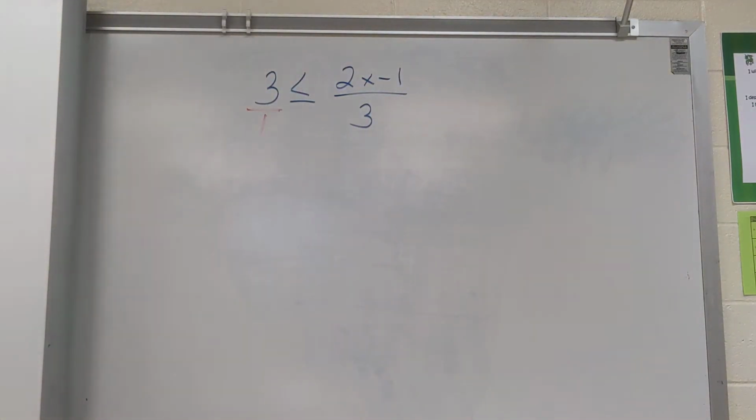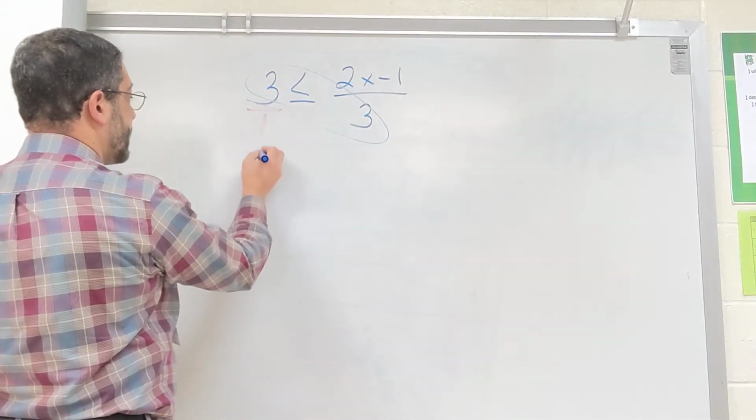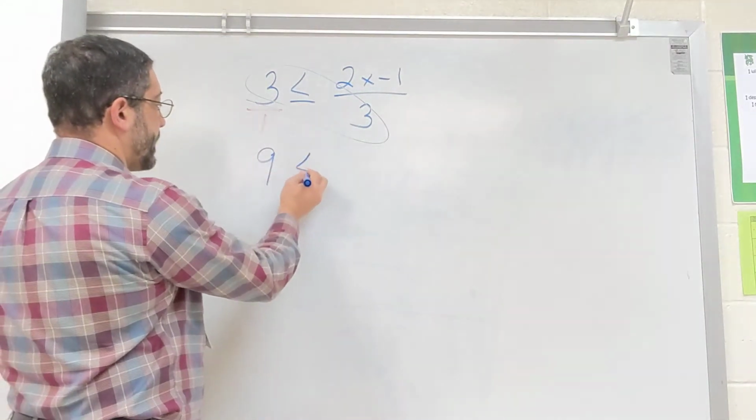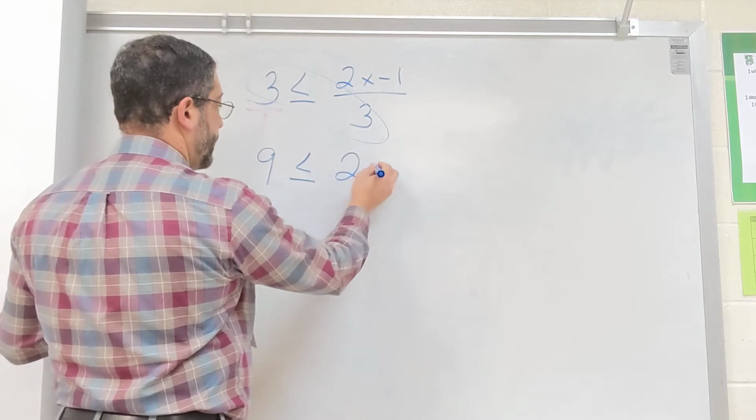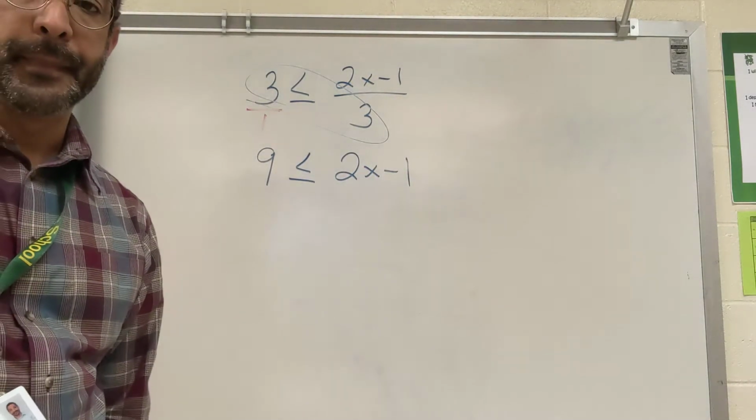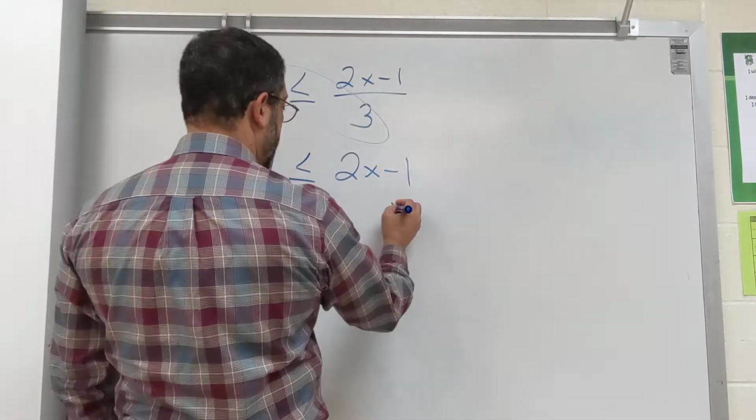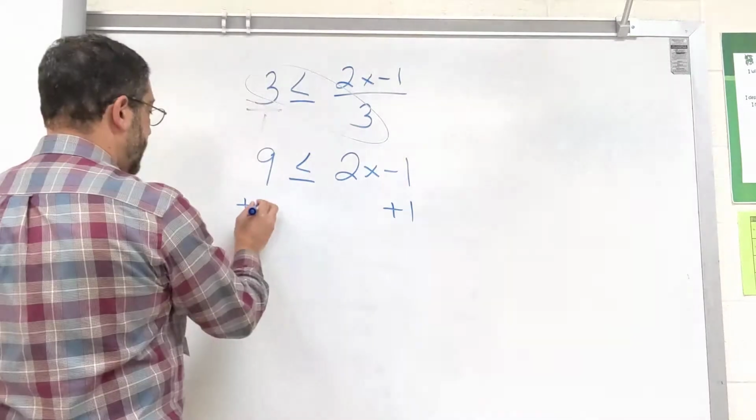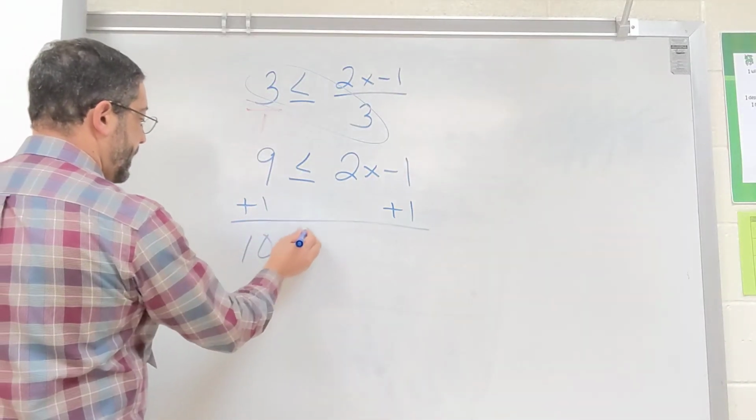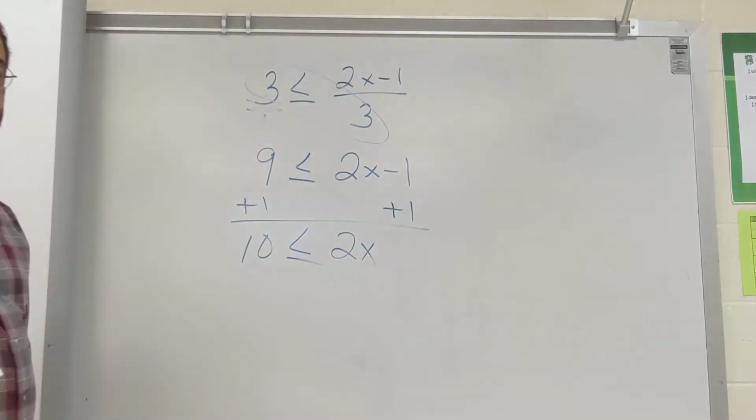Okay? So when I do my cross multiplying, 3 times 3 becomes a 9. And then that's all going to be less than or equal to 2x minus 1. Okay? So now I'm simply going to move the 1 over here to isolate my variable. So the opposite of subtraction is addition. So 10 is less than or equal to 2x.